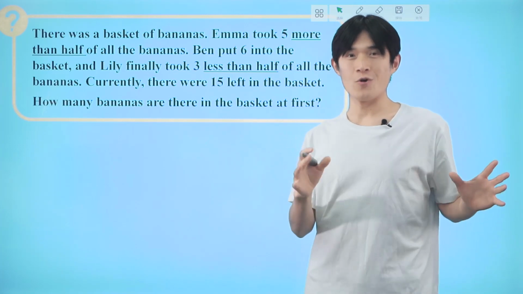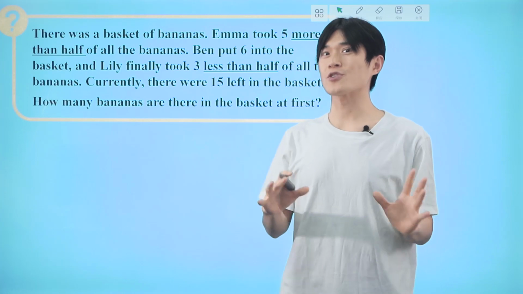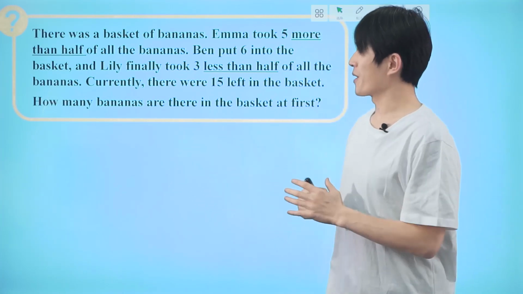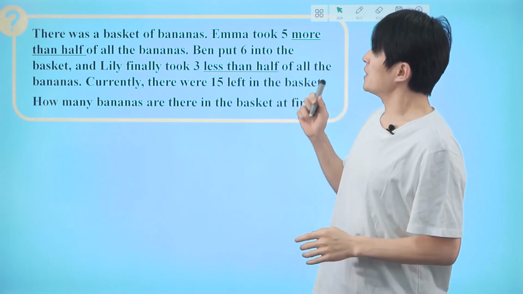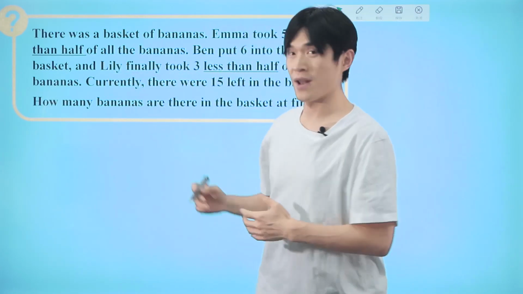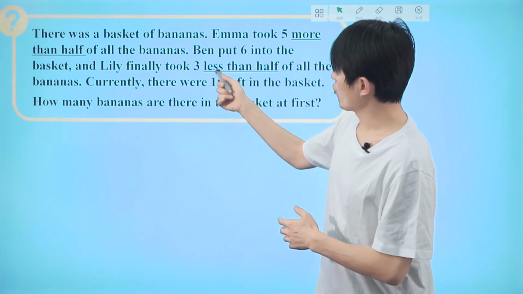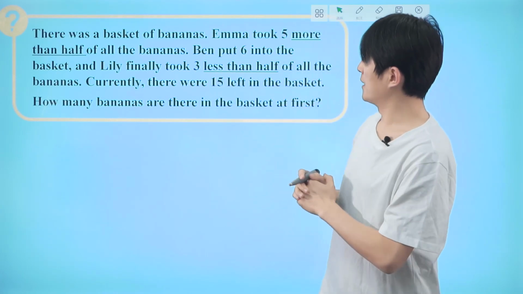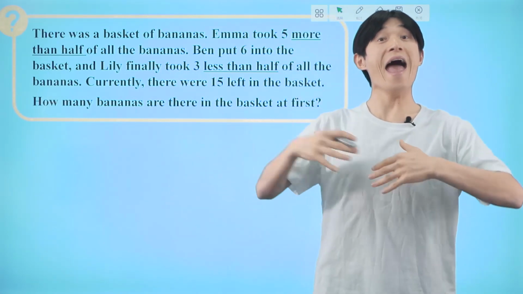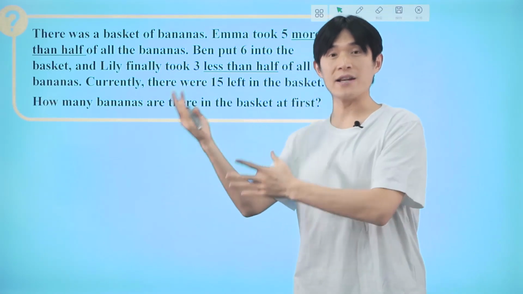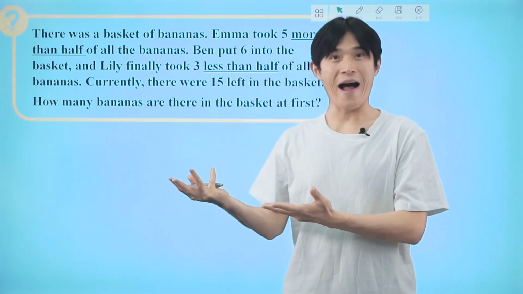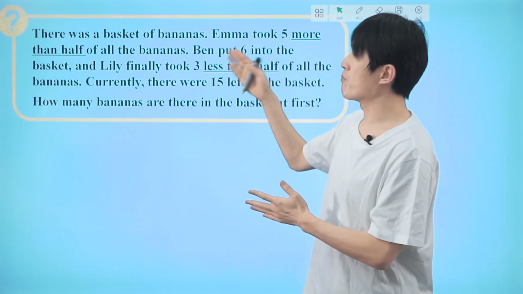Okay, so how do you solve this problem? We can actually use the method of working backwards. However, you do need to understand the meaning of more than half of all the bananas and 3 less than half. So 5 more than half, that means first take half, so divided by 2, and then 5 more means you need to minus 5. So that's the meaning of 5 more than half.